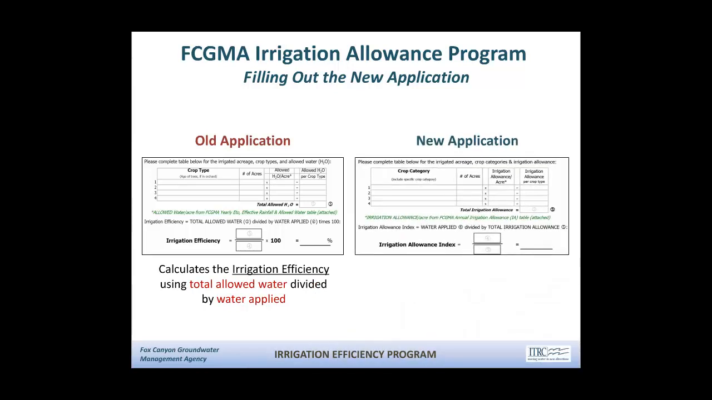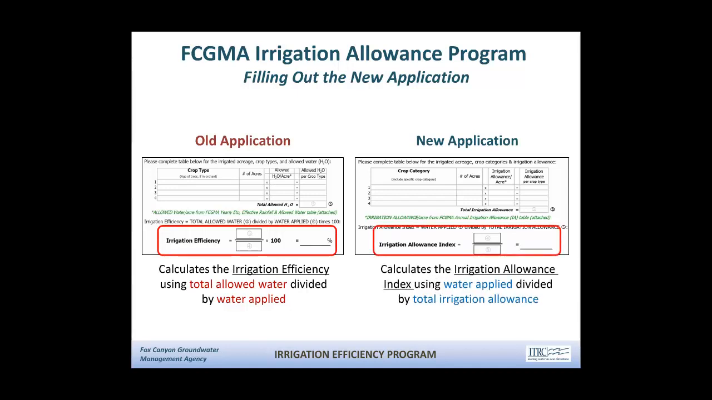Now compare this to the new application. If you notice, it looks a lot like the old one. It was designed so that the procedures for growers to fill out the new applications would change as little as possible. The primary difference is the calculation that is done for the last step. Rather than calculating the irrigation efficiency, the new form calculates the Irrigation Allowance Index.